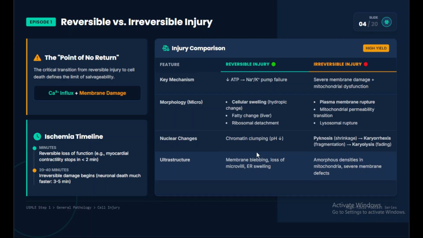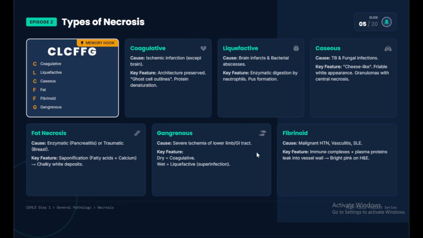This cell death will eventually manifest as either necrosis or apoptosis. So this would be our next topic. You can see how systematically we are going here. First of all, let's talk about necrosis. What is important for you is to remember the different types of necrosis. This is very important, but I'll give you a brief overview of necrosis as well. I think I've explained necrosis in my previous lectures as well.